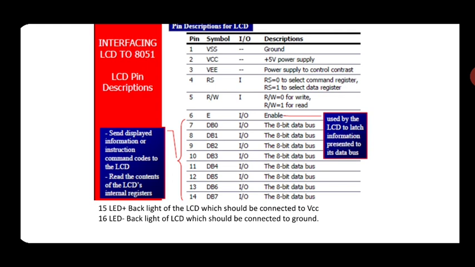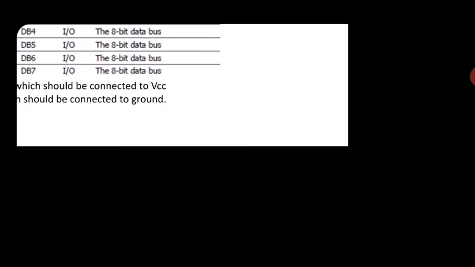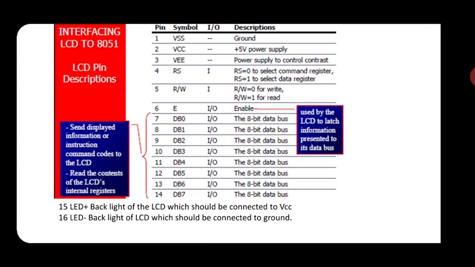The 5th pin is used for read or write. If it is 0, it is for write. If it is 1, it is for read. Either you read the data from the LCD or you write the data to the LCD. The 6th pin is Enable. Before we perform any operation we need to enable this, since the information is presented on the data bus. We need to activate the E pin so that the data will be transferred.